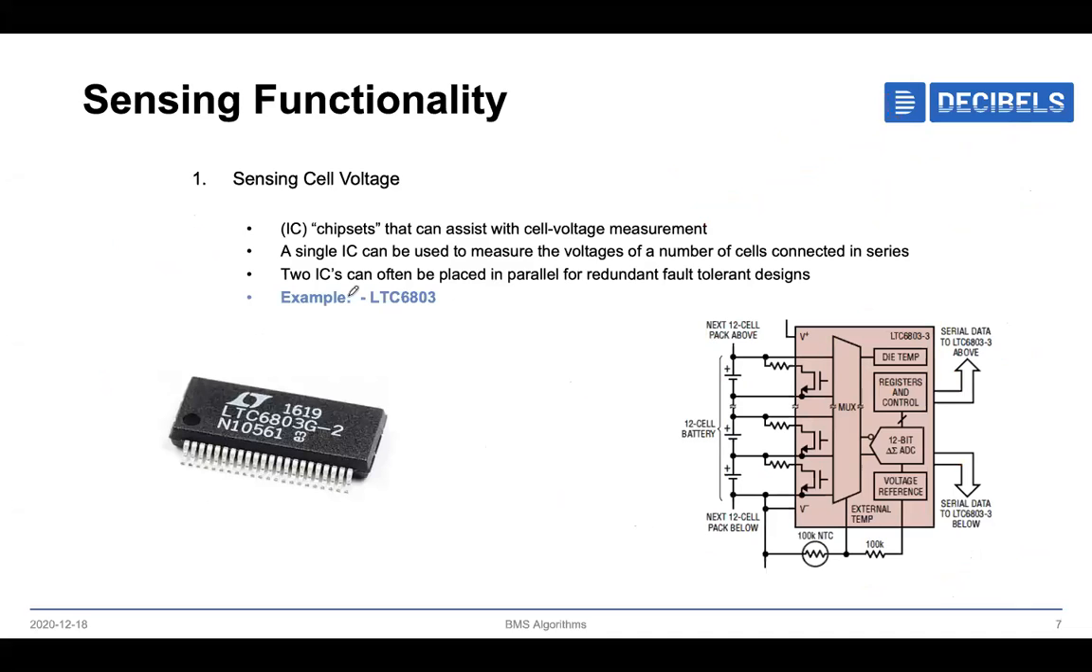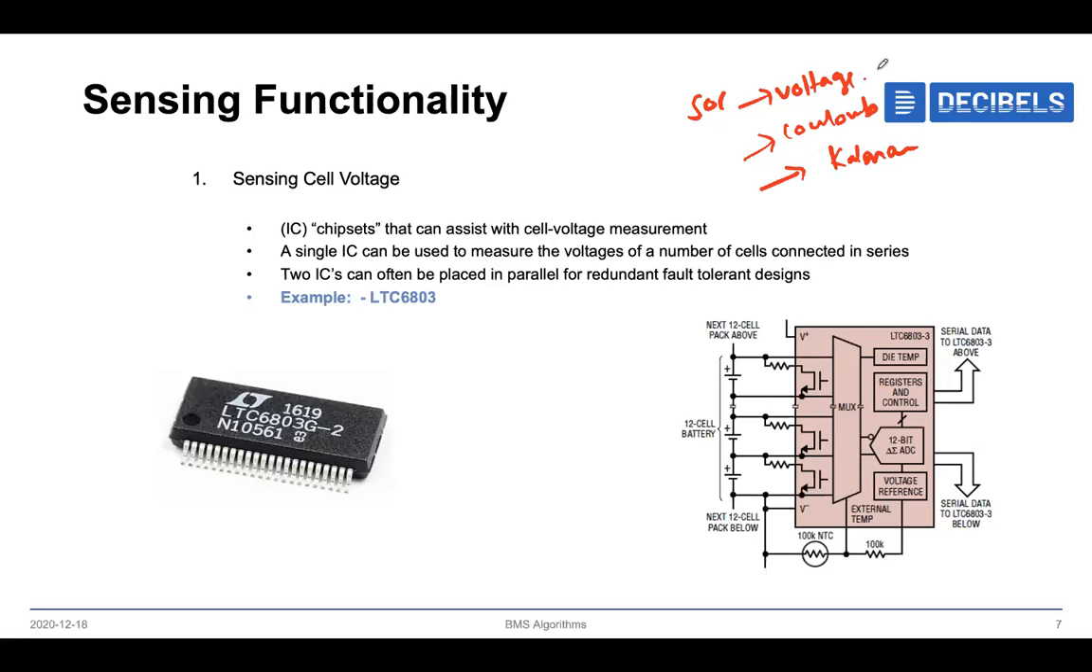So coming to the sensing functionality, the cell voltage. Where are we going to use this cell voltage? There are different ways of estimating the SOC, state of charge. We can use a voltage lookup based methodology, or a Coulomb counting based methodology. I'll come to these, but I'm just writing here Coulomb counting based methodology and Kalman filter based methodology.